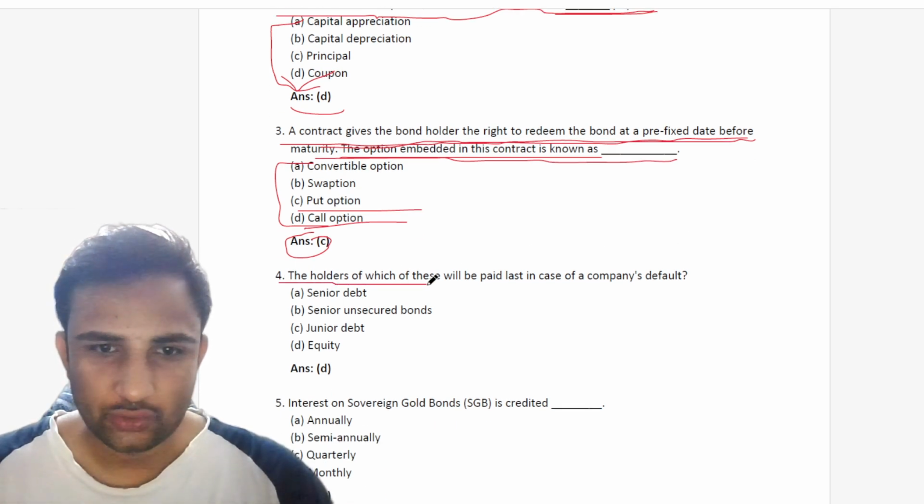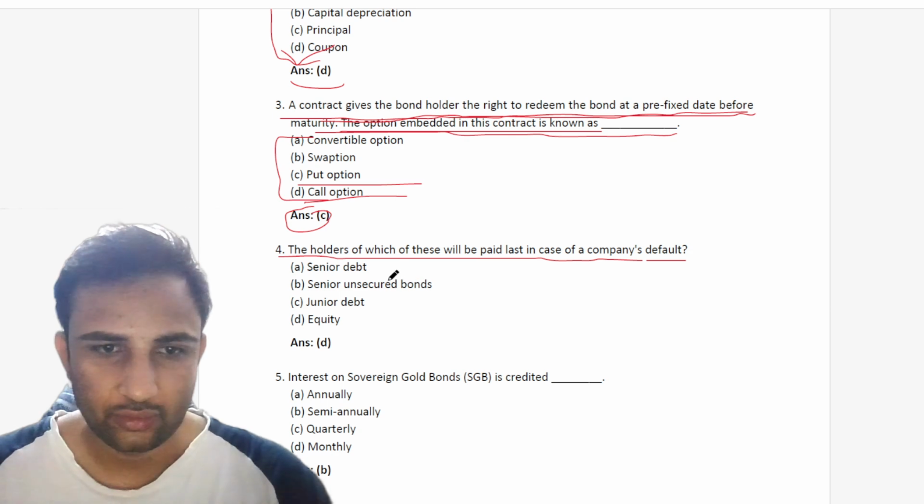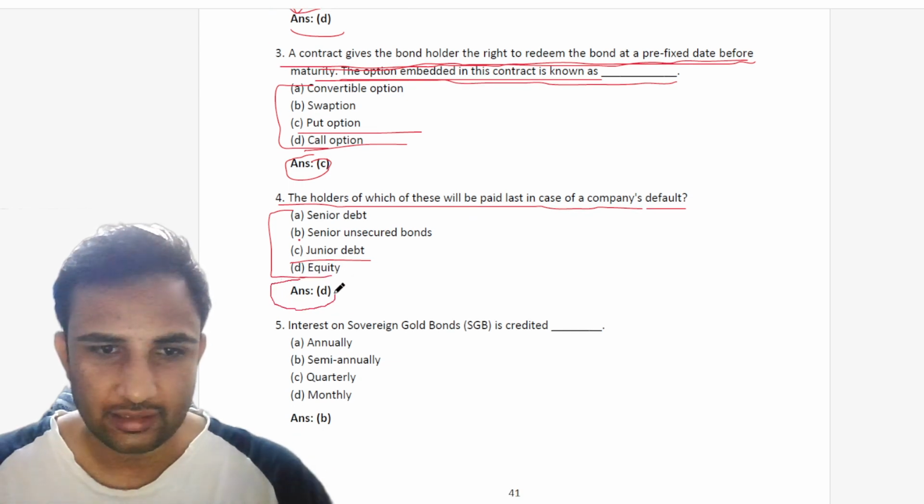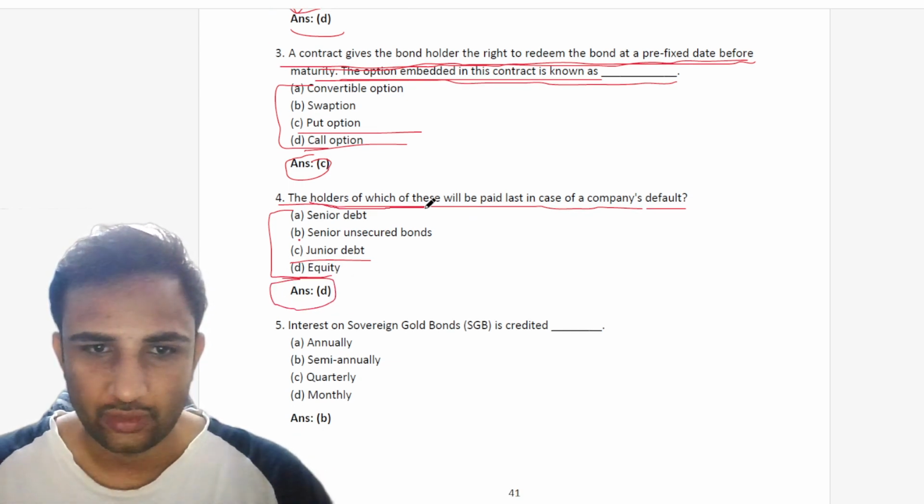Question number 4. The holders of which of these will be paid last in case of a company's default? There are 4 options. A is senior debt, B is senior unsecured bonds, C is junior debt, D is equity. The answer is D, that is equity. So the holders of equity will be paid last in case of a company's default.